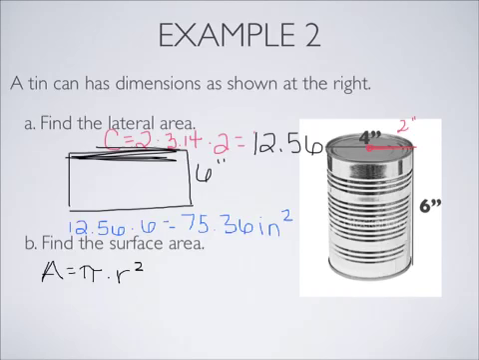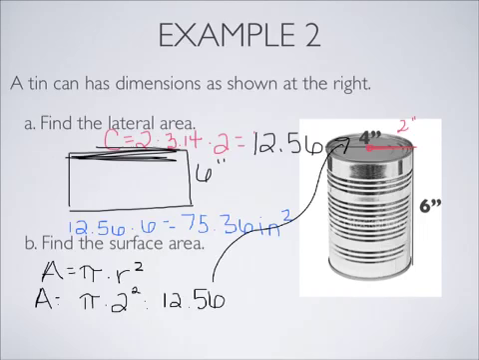So in this case, that would be pi times 2 squared, which is 4 times 3.14, and that happens to be a coincidence with that 4. So 12.56 is the area of one of the circles, but I need 2 of them, right? So I'm going to take that 12.56 and double it because I need 2 circles. And then I also want to add that to the lateral area because surface area has to include everything. So I'm going to add it to the number we already found up above for the lateral area.